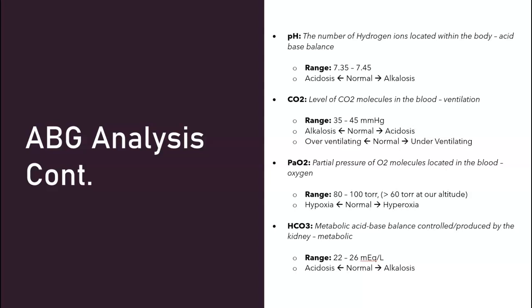This is, again, controlled and produced by the kidneys. The range is 22 to 26 milliequivalents per liter. Where the higher CO2 causes acidosis, the higher bicarb causes alkalosis. So CO2 and bicarb are kind of the opposites of each other, if that helps.